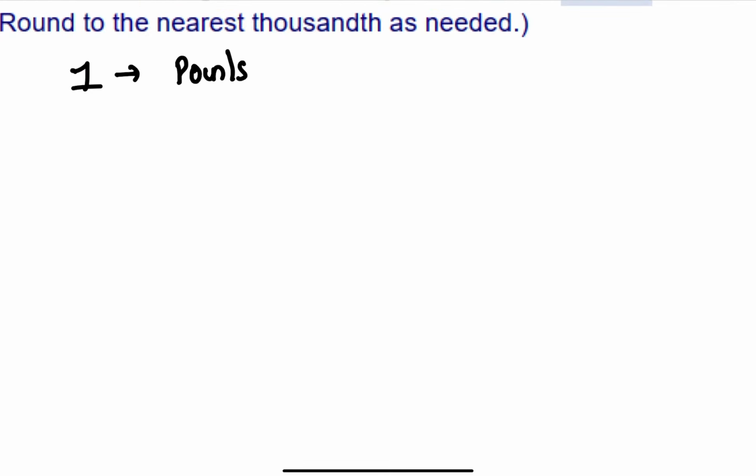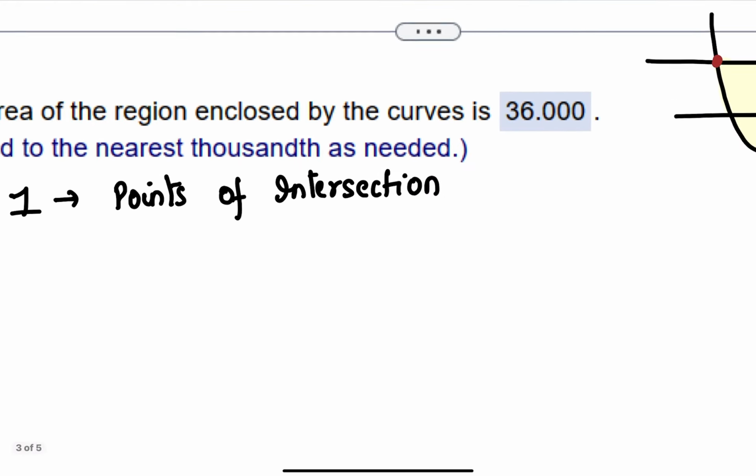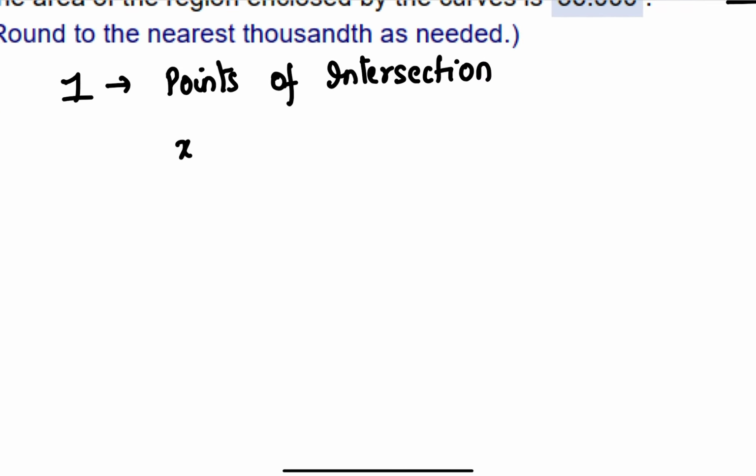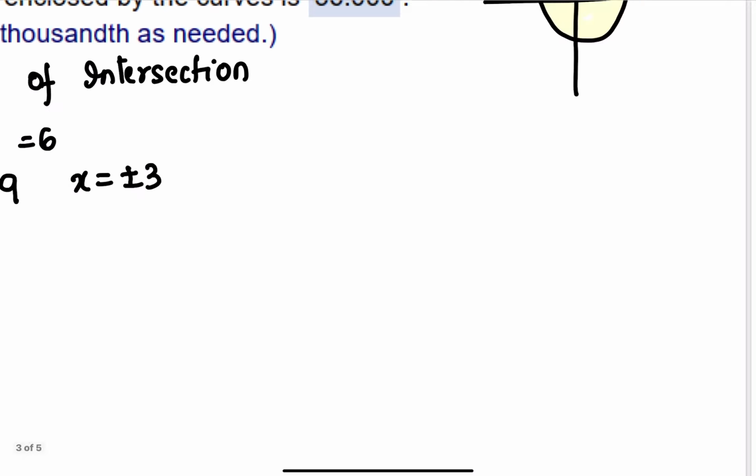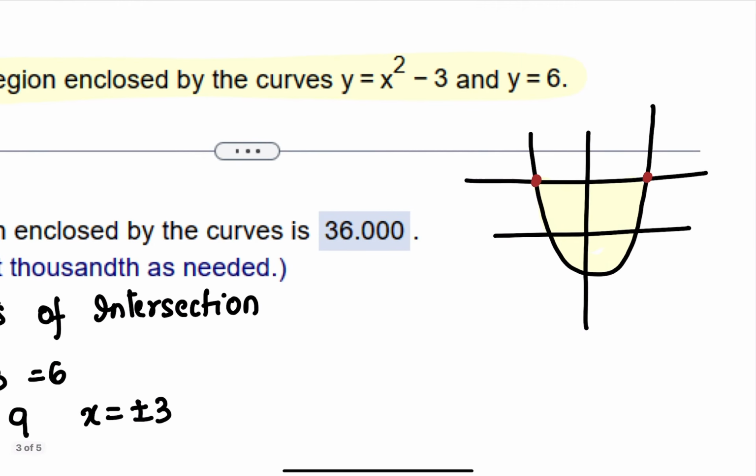Points of intersection. To do that, I will simply equate both my curves. That is, x squared minus 3 is equal to 6. So x squared is equal to 9. So x is equal to plus or minus 3. So these points that you see are -3 and +3.